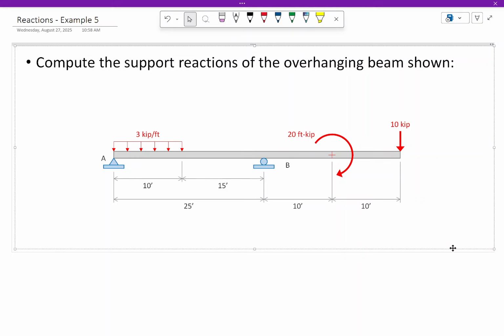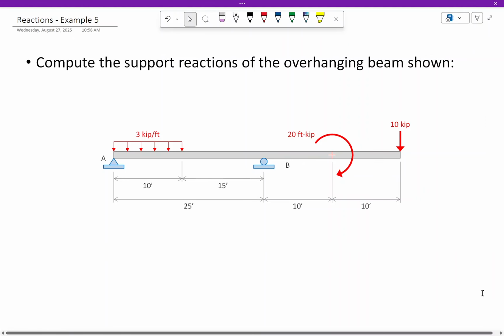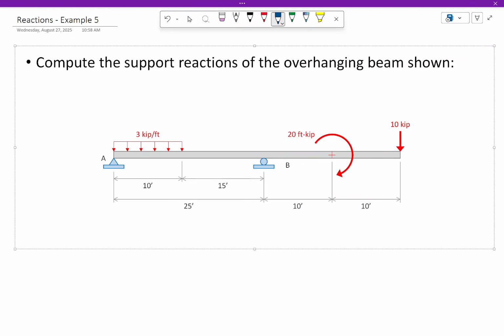Just so you kind of know what point I'm talking about, we have a concentrated moment on this outer span of 20 foot kips. I think you'll be surprised how easy these are to deal with. We're going to handle this like we've handled any problem in this class. First, we'll identify our unknown reactions. How many unknown reactions do we have for this problem? Three. We have two for the pin supported A, and one for the roller supported B.